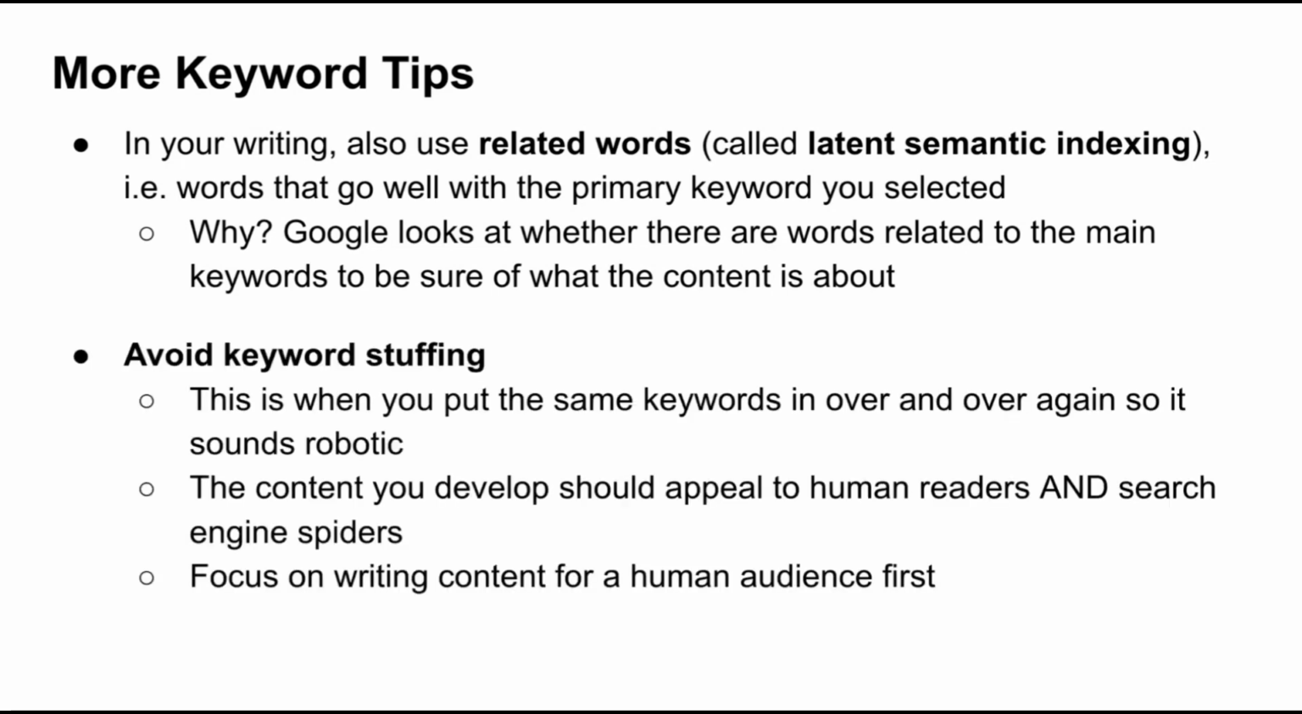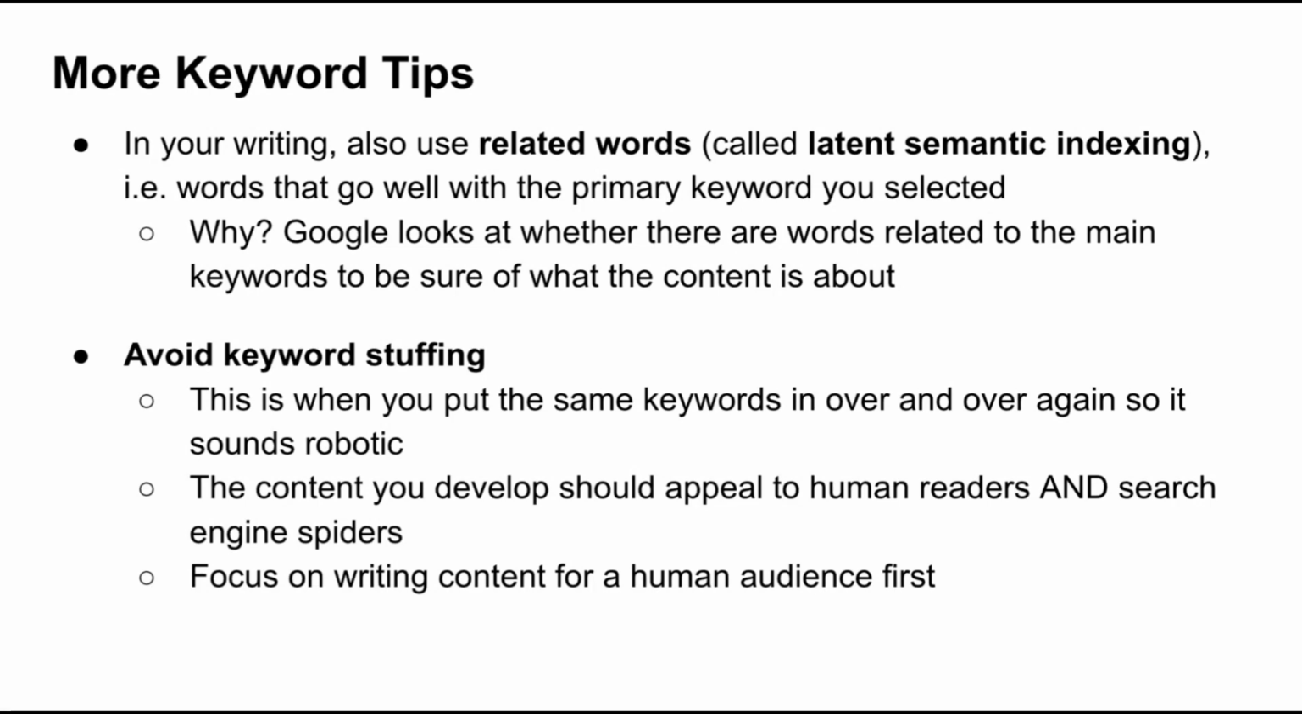Now, what you want to avoid doing is keyword stuffing. Keyword stuffing is when you're using the same keywords over and over again. It sounds very robotic, or you're including 6 to 10 to 20 additional keywords in your writing, and it doesn't sound very appealing to a human reader. And the search engine spiders or bots are also going to pick up on this as well.